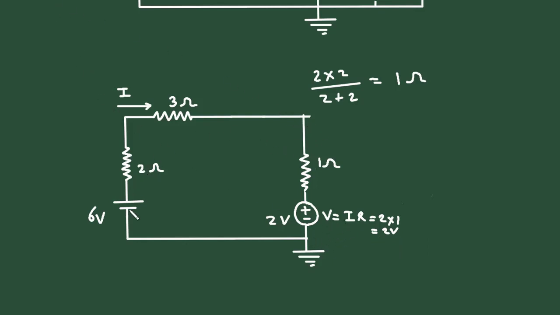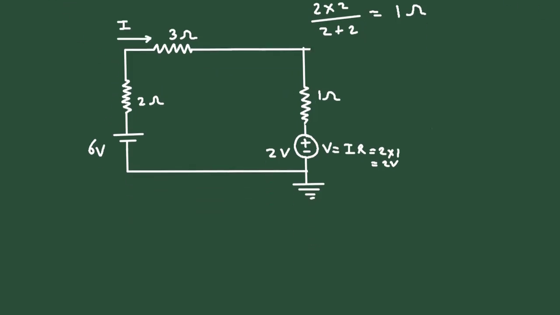Now next we have to find this current, that is this current I. So we can solve this according to KVL. Let's say this is a loop with current I. Now we will apply KVL to the loop.